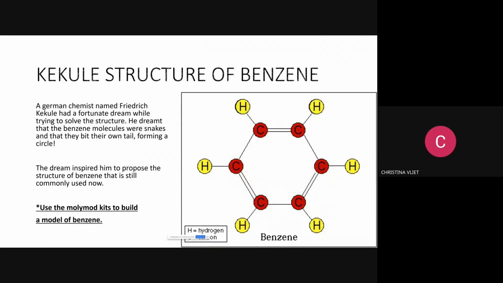So a German chemist, I want to say it's pronounced Kekulé, but it may not be, you can look that up, had a fortunate dream. While trying to solve the structure, he dreamt that the benzene molecules were snakes that bit their own tail. That's how he came up with the structure of benzene. Instead of it being a straight line, it was turned over. The dream inspired him to propose his structure of benzene, which we still use now, the common one with 3 double bonds.